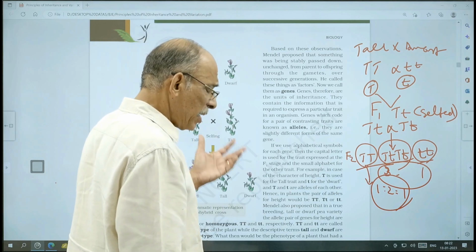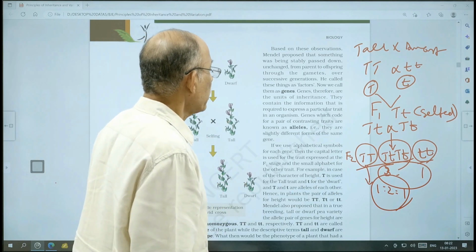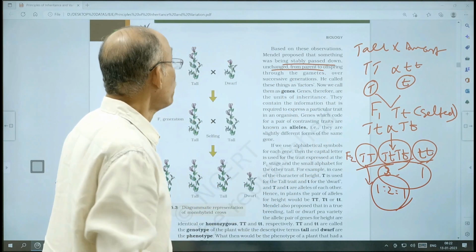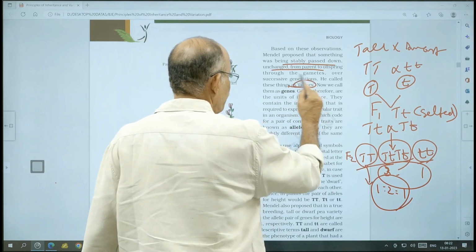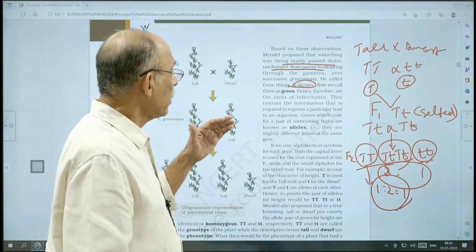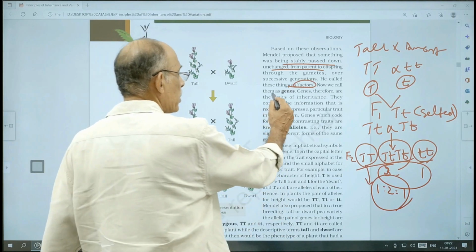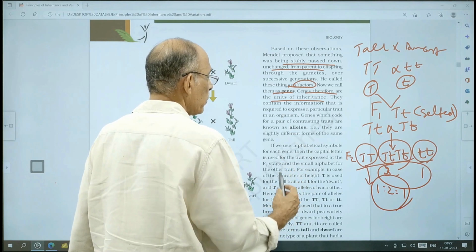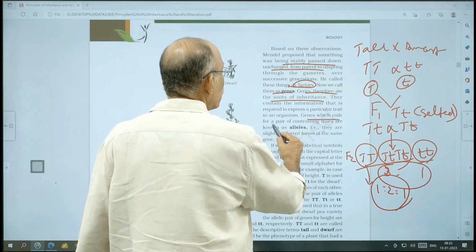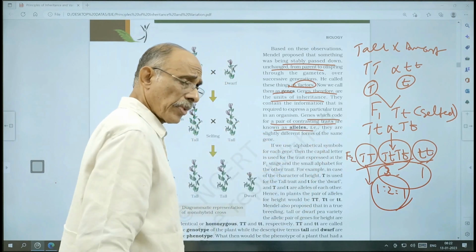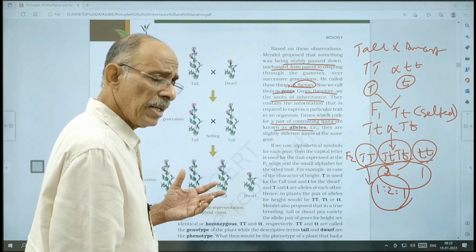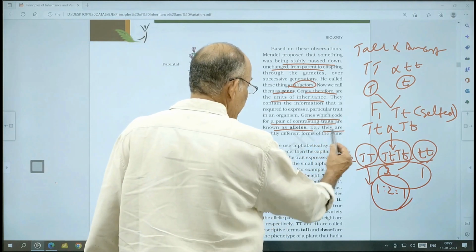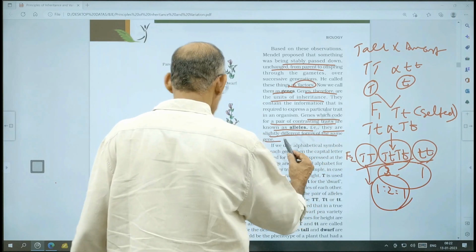Now, when Mendel conducted experiments with all the other characters, he found that something is being stably passed down from parents to offspring through the gametes. He called them factors, and now we call them genes. Genes are the units of inheritance. The characters are inherited through genes, and the genes which code for a particular contrasting trait are known as alleles, for example the tall trait and the recessive dwarf trait. Another definition: alleles are slightly different forms of the same gene.